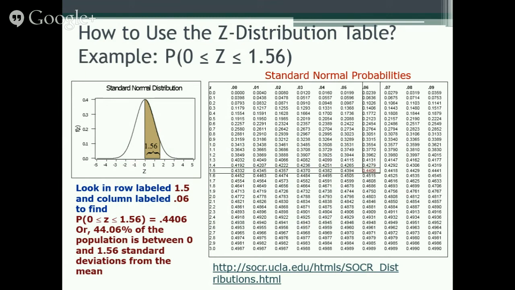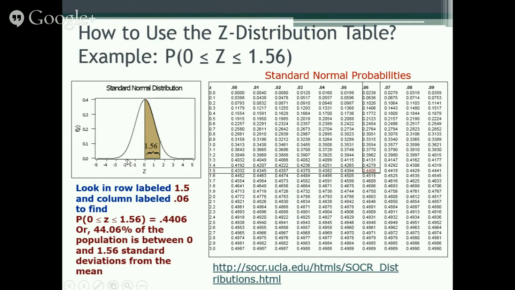If I had a z-score of 2.2, I would go down here, look to 2.2, and go to 2.24. So if I had a z-score of 2.24, I would have 0.4875, or 48.75% of the population between 0 and 2.24.